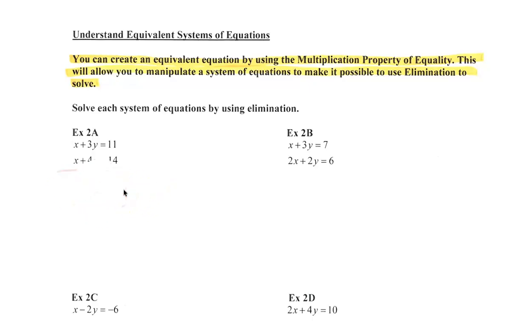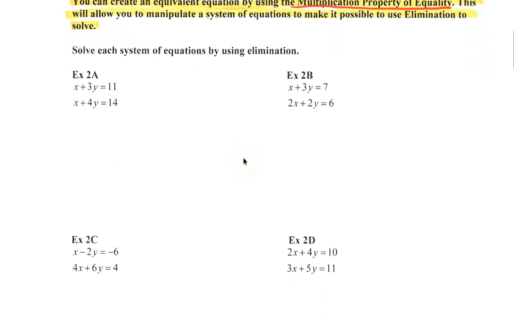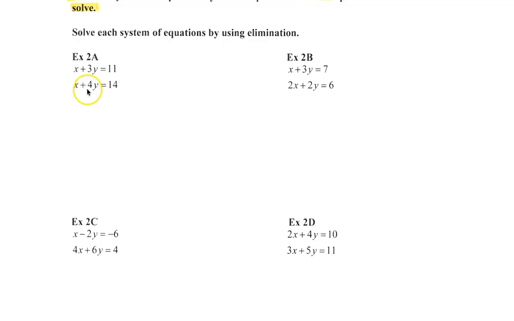So when this happens, we want to create equivalent systems of equations, like equivalent equations. How do we do that? The multiplication property of equality. So remember, as long as we multiply both sides by a number, we're going to have an equivalent equation, like 4x minus 2y equals 8. These two are equivalent, because as long as you do it to both sides, it's still the same equation. And that's what we're going to use here. We're going to want to eliminate one of the variables.